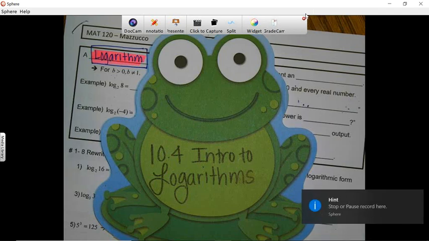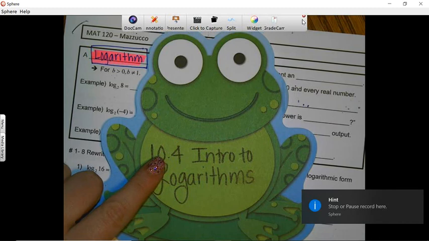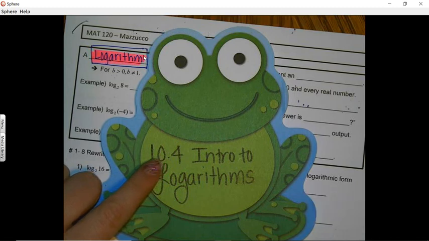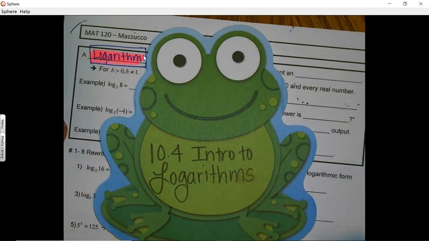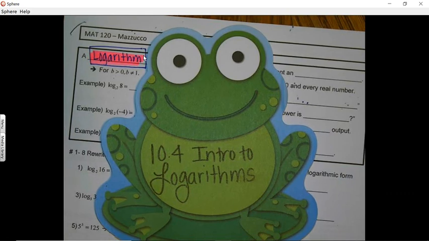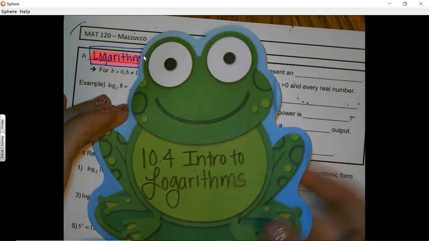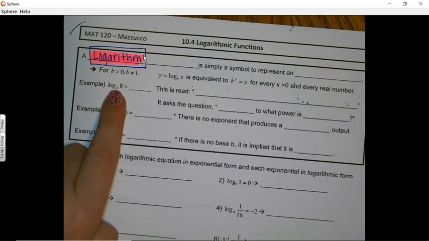This video is going to introduce us to logarithms and how they work and how to evaluate logarithms, and then we'll end with graphing. So first of all, let's take a look at an example of what a logarithm looks like.